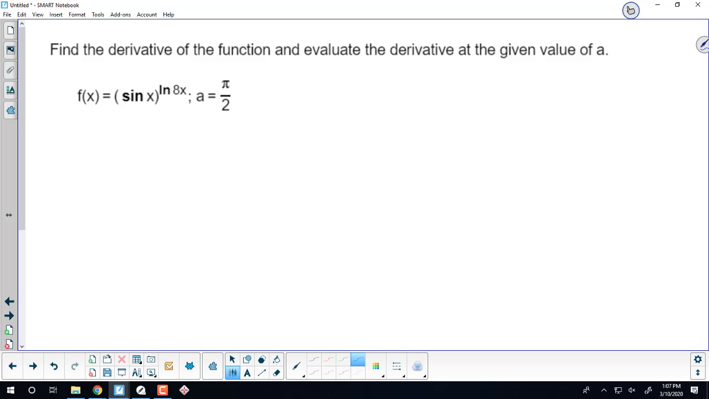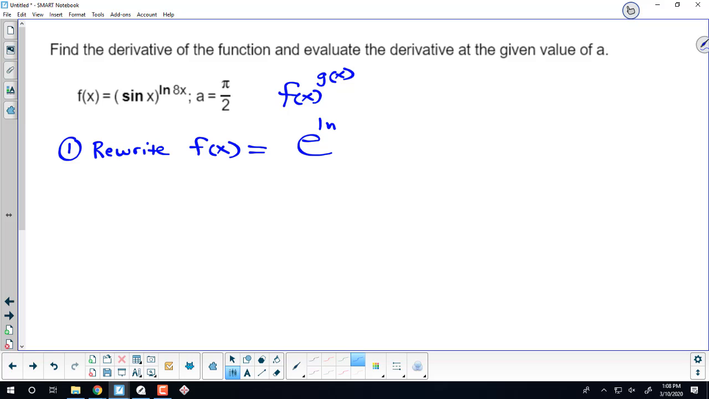But there are two ways to differentiate a function like f to the g. One way is to rewrite f of x in terms of e and the natural log. So we can say that f of x is equivalent to e to the power of the natural log of 8x times the natural log of sine x.